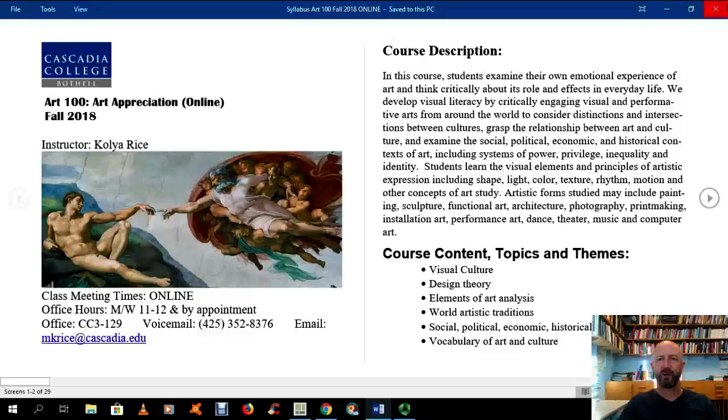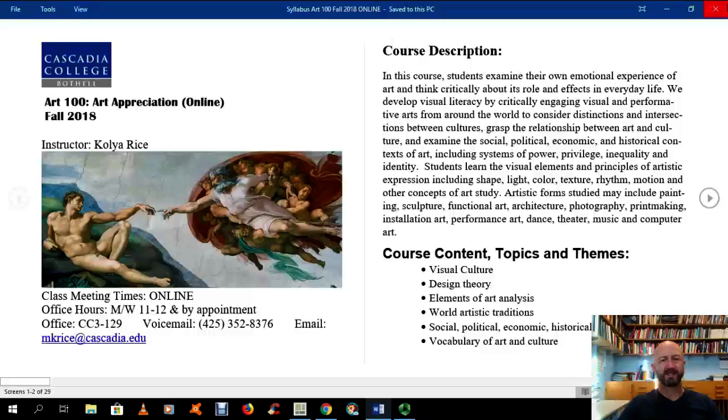engaging visual and performative arts from around the world to consider distinctions and intersections between cultures, grasp the relationship between art and culture, and examine the social, political, economic, and historical context of art, including systems of power, privilege, inequality, and identity. Students learn the visual elements and principles of artistic expression, including shape, light, color, texture, rhythm, motion, and other concepts of art study. Artistic forms studied may include painting, sculpture, functional art, architecture, photography, printmaking, installation art, performance art, dance, theater, music, and even computer art.